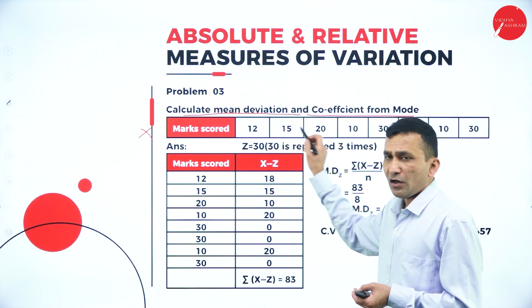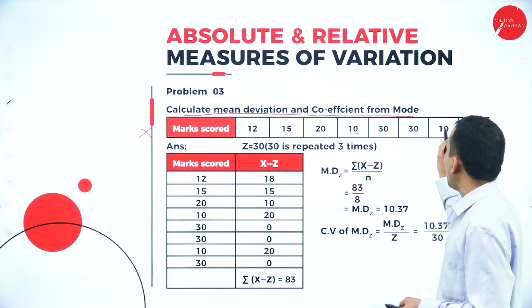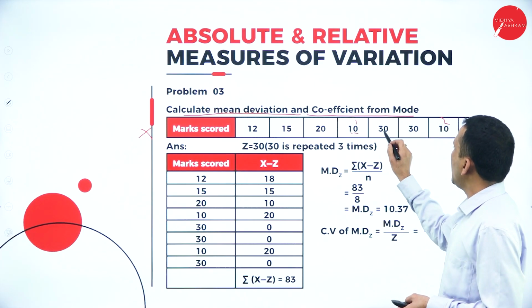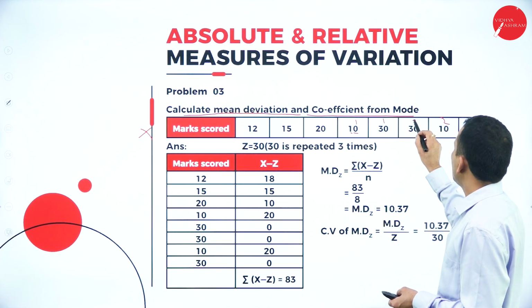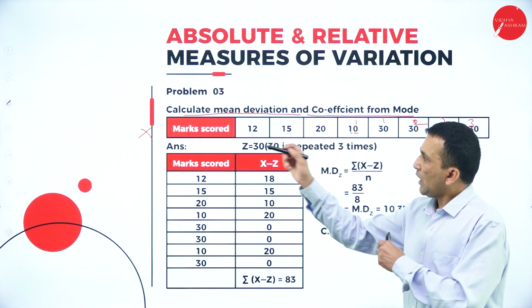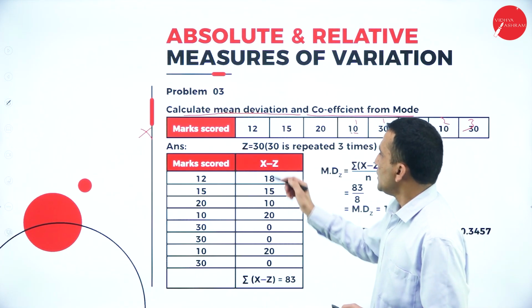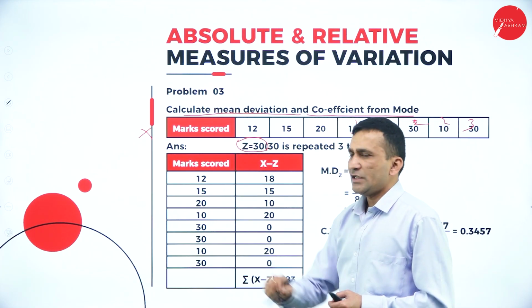So here 12 is not repeated, 15 is not repeated, 20 is not repeated, 10 is repeated 2 times, and 30 is repeated 3 times. So here mode is equal to 30, because under discrete ungrouped data 30 is repeated 3 times, so we consider the mode as 30.